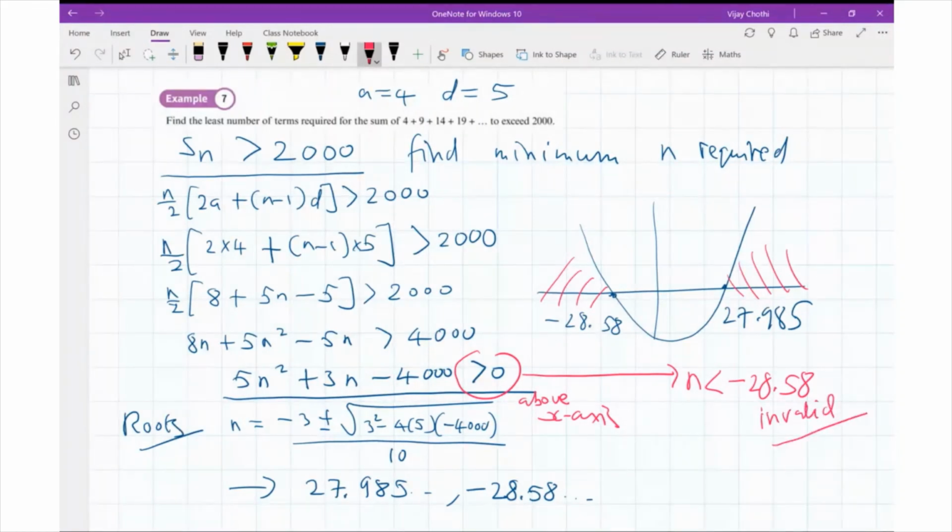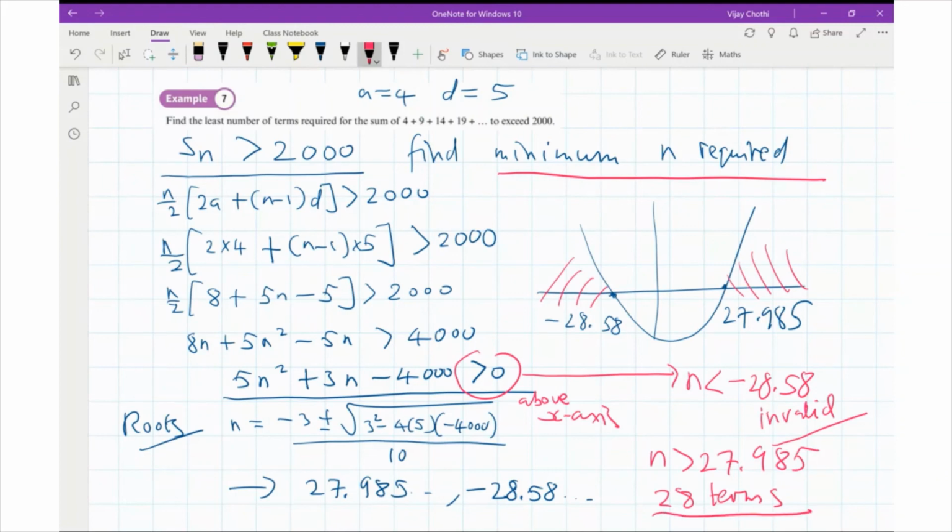On the other side, n greater than 27.985. So remember, you're trying to find the minimum value of n, the least number of terms required. So the smallest positive integer that satisfies that inequality will be 28. So your conclusion is that 28 terms are needed for the sum to be greater than 2000. Even if that number was 27.2, you would always have to round up to 28 terms.